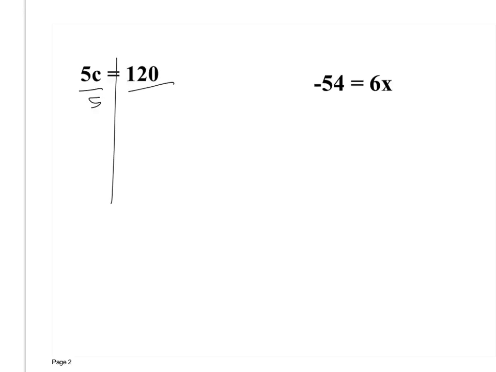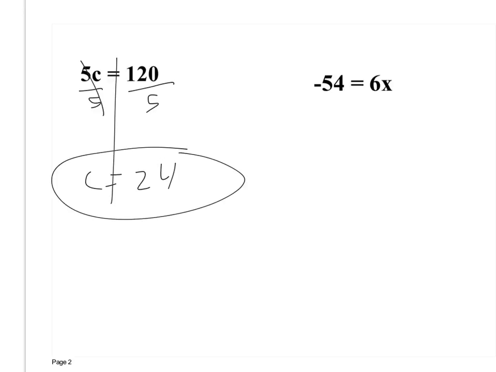What I do to one side, I do to the other. Now 5 divided by 5 is 1. When we're adding or subtracting, we want to get 0. When we're multiplying or dividing, we just want to get 1. That means it's been canceled out. 120 divided by 5, anyone know? 24. It is 24. Should I just assume it's right? No. Can I check my answer?